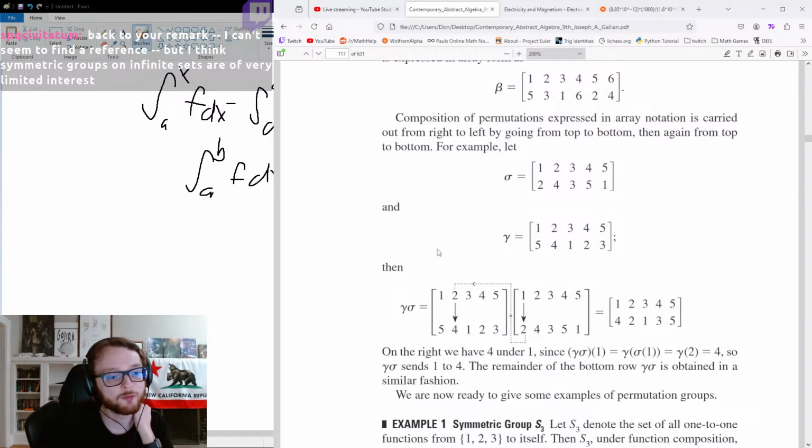Can't seem to find a reference, but I think symmetric groups on infinite sets are of very limited interest. Oh, interesting. Okay.